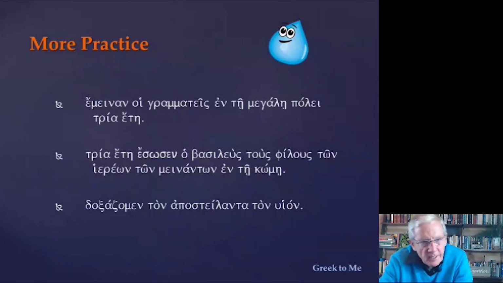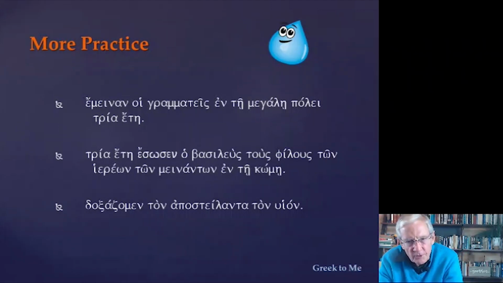Okay, our translation, number one, the scribes remained in the great city 3 years. Emeinan, first aorist, active, indicative, third person plural. Notice the augment and the alpha.